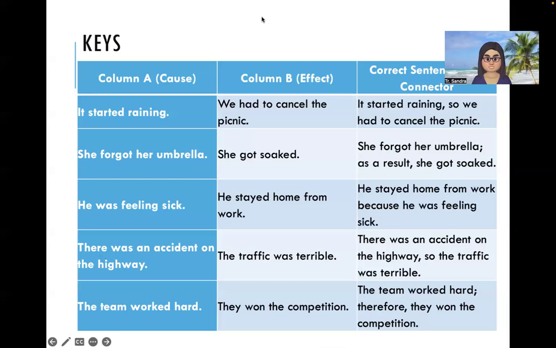So another one, as a result, has a neutral tone, maybe just slightly formal. But we can use as a result at the beginning of a sentence or after a semicolon, okay?